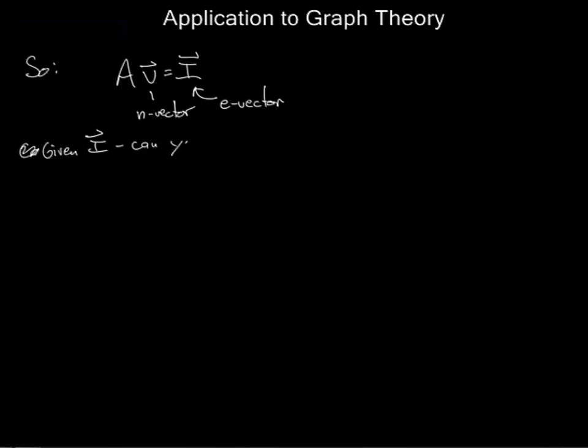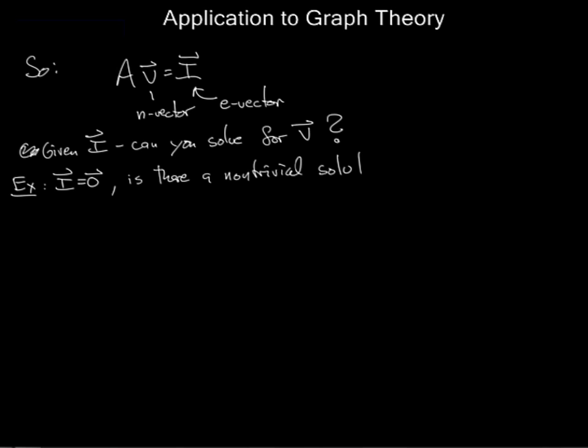And suppose we're given a bunch of currents. Can you solve this? Does it make sense? Are there voltages which have this make sense? So for example, suppose you set all of the currents equal to 0. Well, obviously there's the 0 solution, but is there a non-trivial solution?